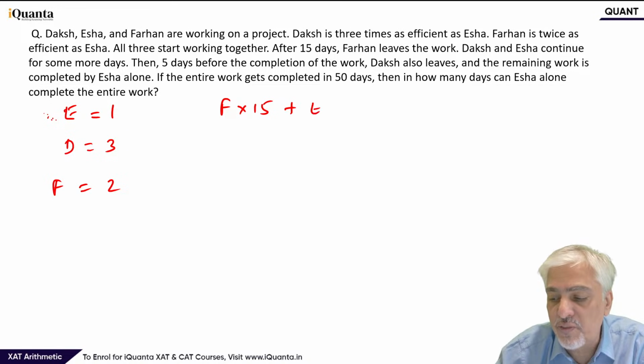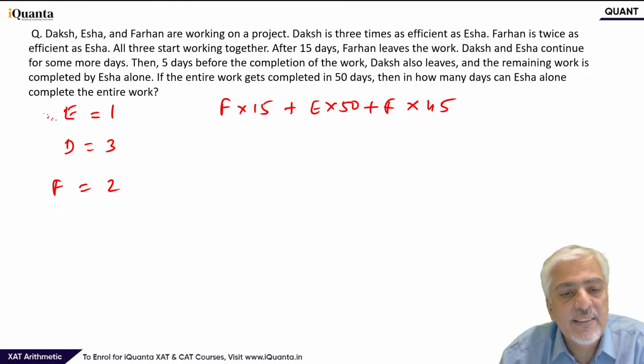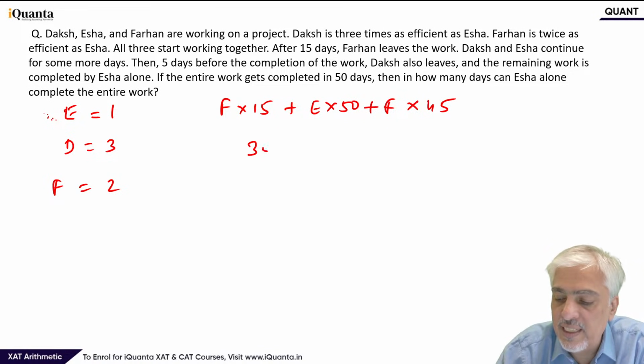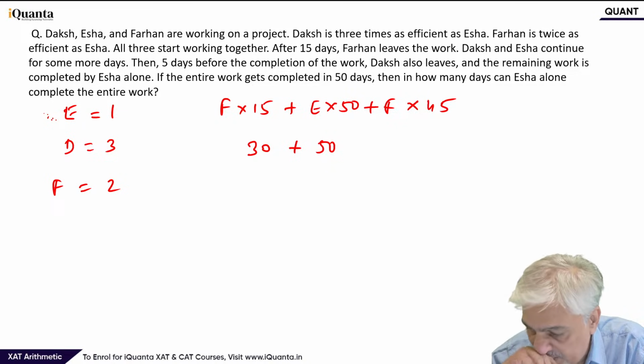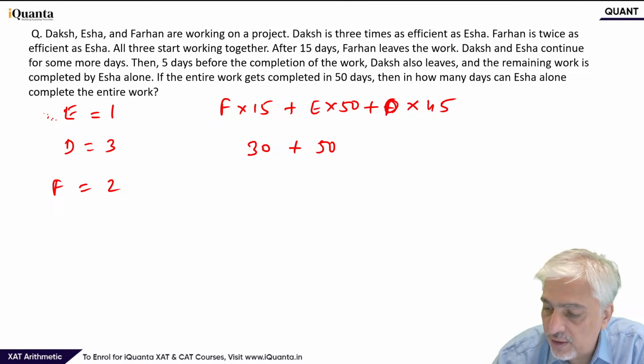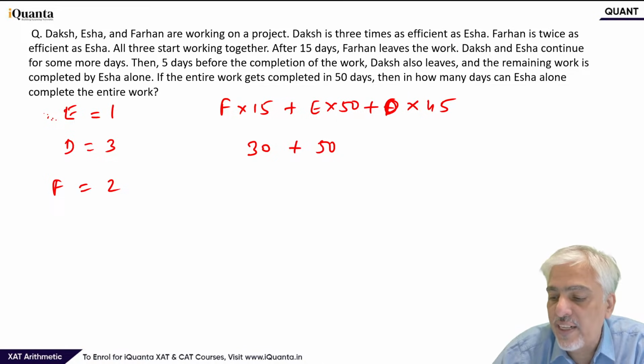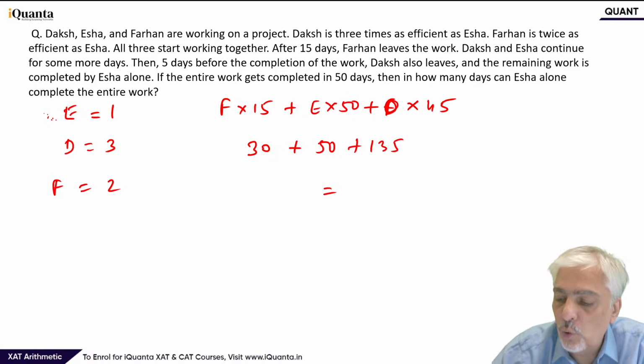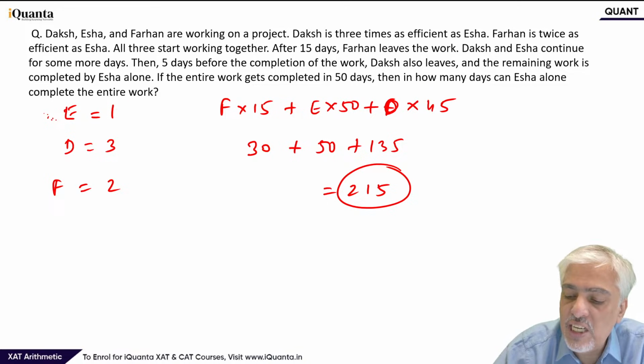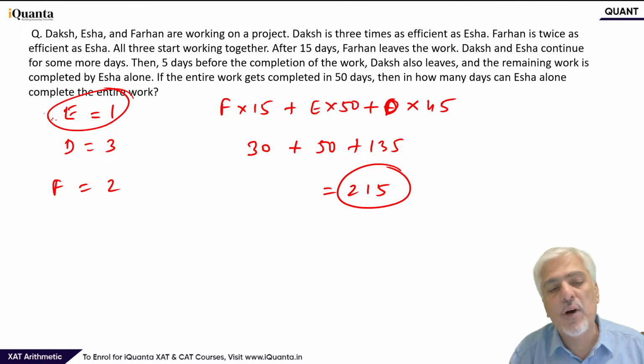That means Isha works for 50 days and Daksh works 45 days because he leaves 5 days early. And this is the total work. Who has to do it at the end? Only Isha. So very straightforward question. 15 twos are 30, 50 ones are 50, plus, sorry, here it is Daksh, 3 times 45 is 135. So total work is 215. And because we have taken Isha's efficiency as 1, therefore the answer is also 215.